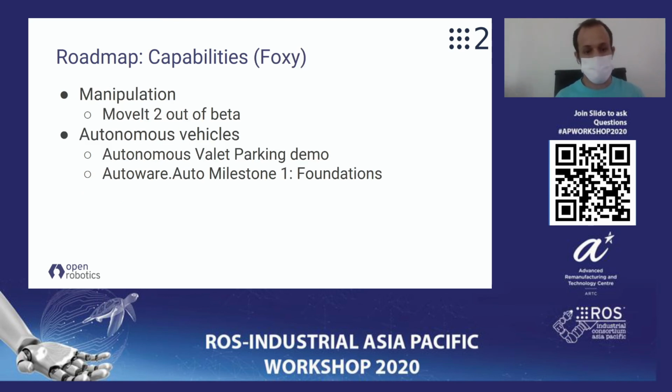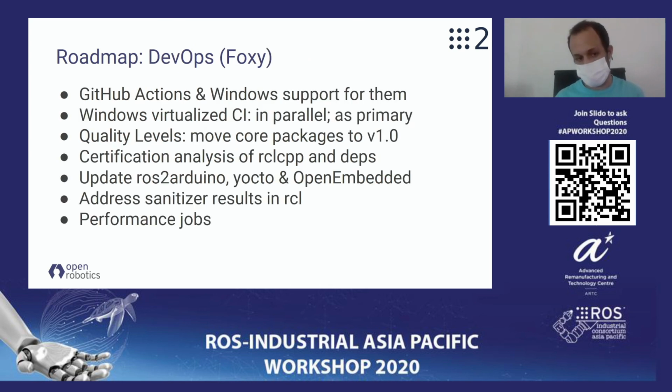Also, in terms of manipulation, MoveIt is out of beta, which means that it is feature complete with MoveIt 1. There's the pallet parking demo for autonomous vehicles, and Autoware Auto has reached the milestone 1 foundation. Next.